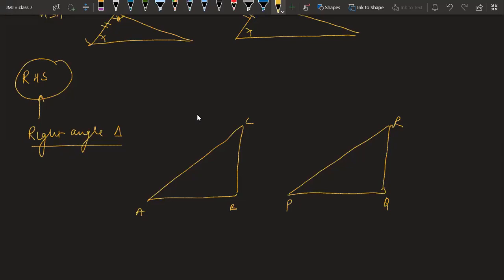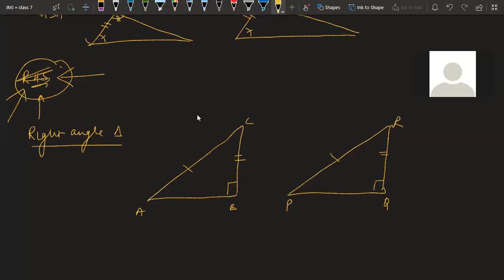Class, suppose you don't know anything about this RHS right now. Try to forget RHS right now, but just think for once what I am saying. If it is given to you that angle B and angle Q are right angles, this AC is equal to PR and this BC is equal to RQ, which criteria is coming to you? If you forget about RHS right now, which criteria is coming to you in continuation?